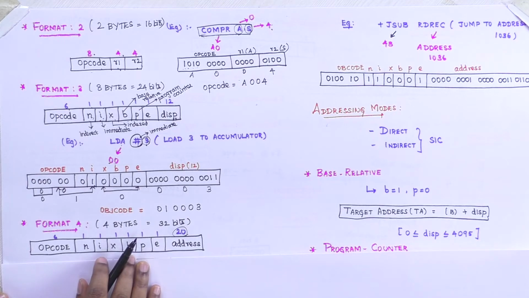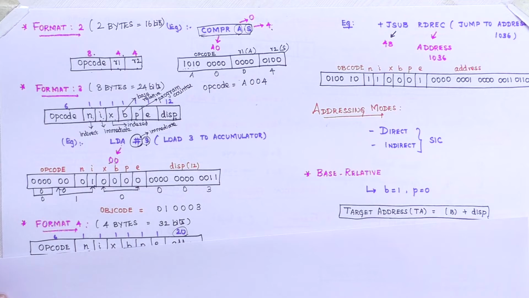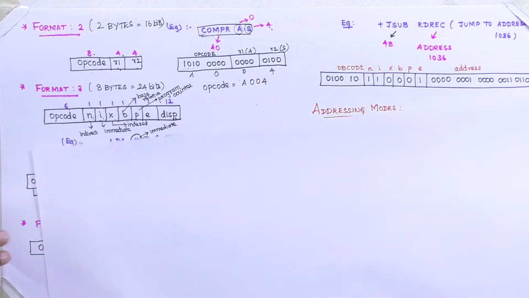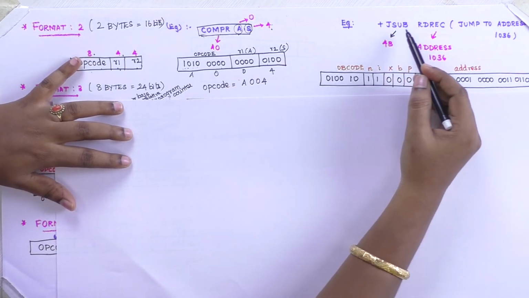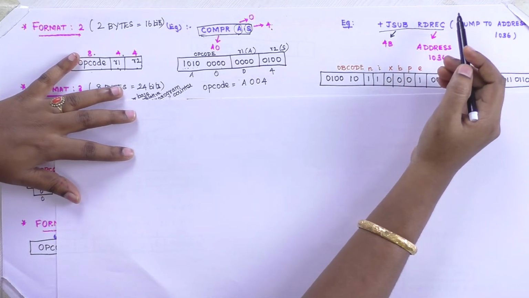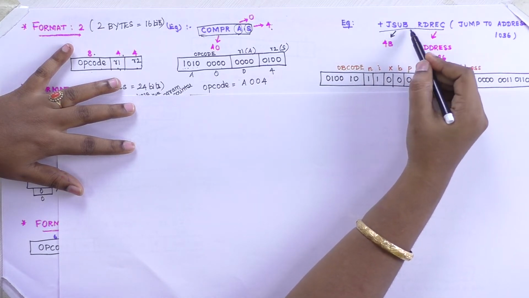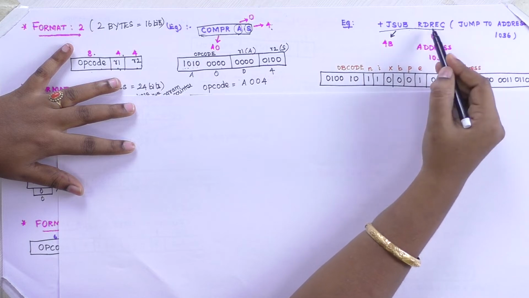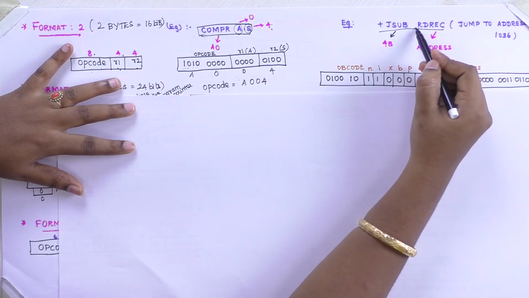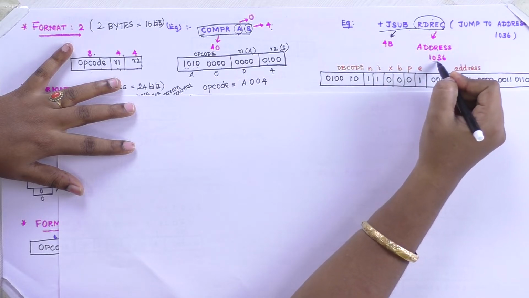So now let us see an example for format 4. Everything, opcode is 6 bits, NIXBPE are all 1 bit, and address is 20 bits. So this is the example for our format 4 instruction: JSUB RDREC. So jump to the subroutine present in the address 1036, that is, RDREC is a label. So this label is present in the address 1036.